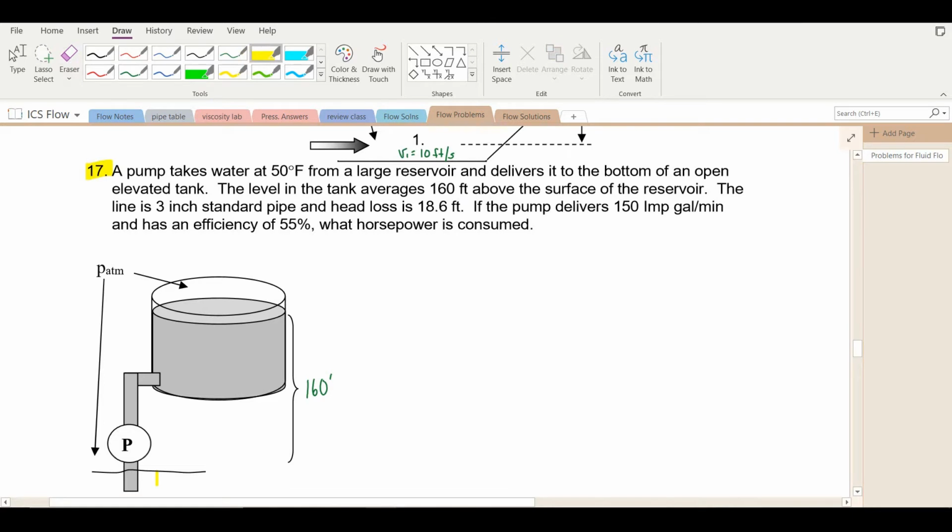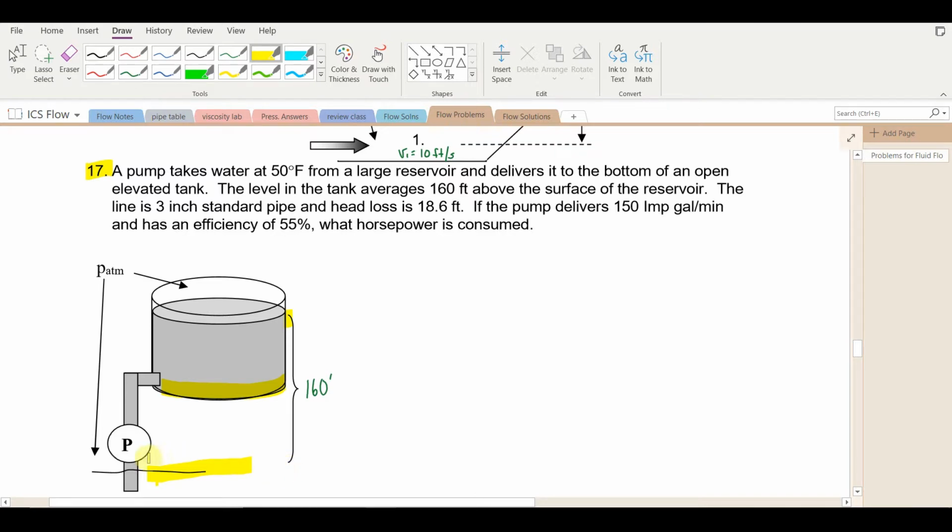Problem 17. A pump takes water at 50 degrees Fahrenheit from a large reservoir. Here's the reservoir. And delivers it to the bottom of an open elevated tank. Here's our open elevated tank. Notice it's open. We're seeing atmospheric pressure is acting on it. The level in the tank up here averages 160 feet above the level in the surface of the reservoir.